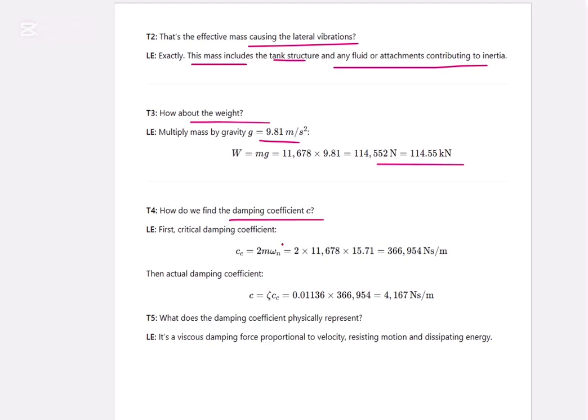How do we find the damping coefficient? We can calculate the critical damping coefficient. After that, we can find the actual damping coefficient. What does the damping coefficient physically represent? It's a viscous damping force proportional to the velocity, resisting motion and dissipating energy.